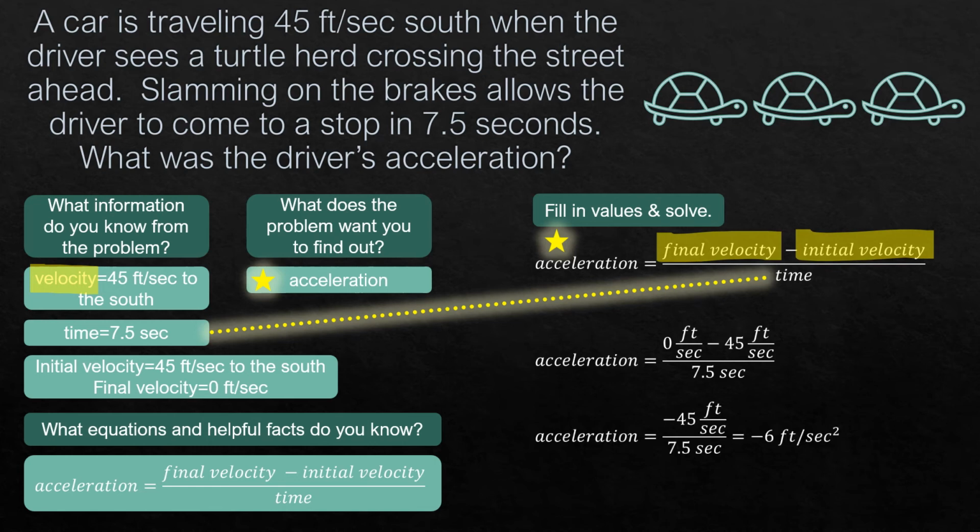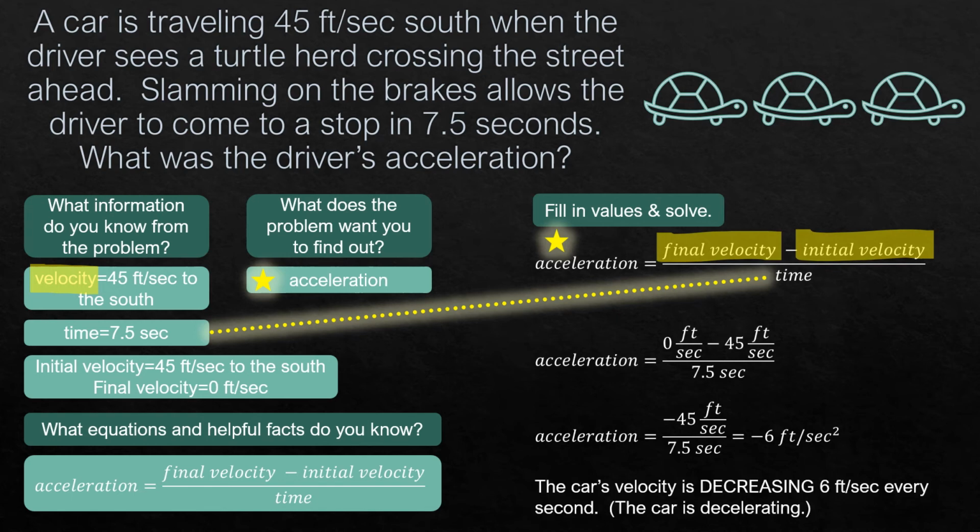0 feet per second for the final velocity, 45 feet per second for initial velocity, 7.5 seconds for the time. 0 minus 45 is negative 45. Negative 45 over 7.5 is negative 6. So negative 6 feet per second squared. And what does that mean, a negative number? That means the car's velocity is decreasing, or we call it decelerating. 6 feet per second for every second.